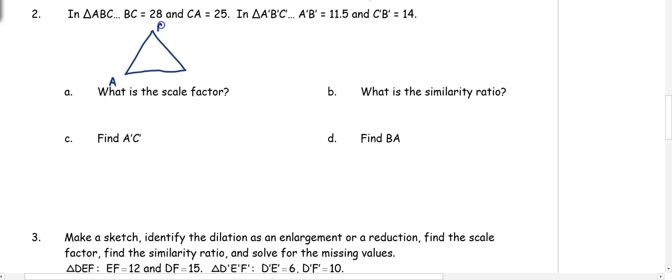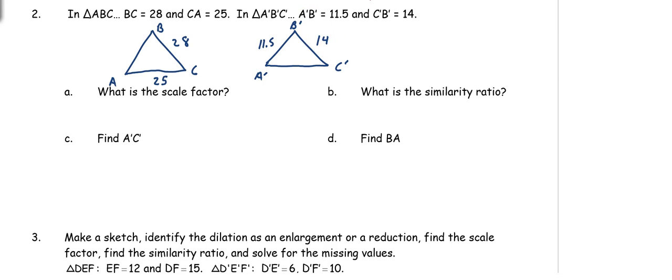So we're going to again draw our pictures. So we have triangle ABC, and we have triangle A prime, B prime, and C prime. So BC has a length of 28, CA has a length of 25, A prime B prime has a length of 11.5, and C prime B prime has a length of 14. So this time, the two sides in the triangle that match up with lengths are 28 and 14. So we're going to use those sides to set up our ratio.